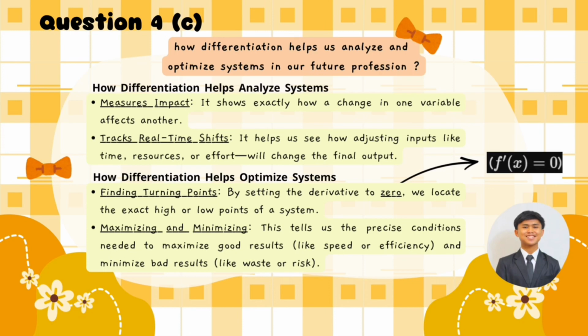But the real value of calculus comes down to optimization, which means making a system run as efficiently and productively as possible. We do this by finding the system's turning points, by calculating the derivative and setting it to 0, written as f prime x equals 0, so we can locate the exact high or low points of a function. This mathematical process tells us the precise conditions we need to maximize desirable results, like speed or efficiency, while minimizing negative factors like waste, energy loss, or risk.